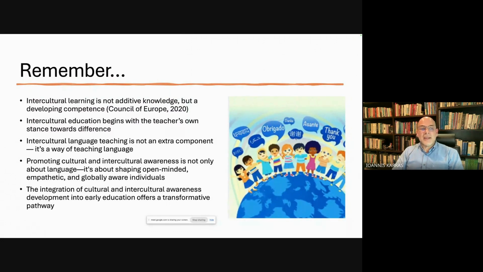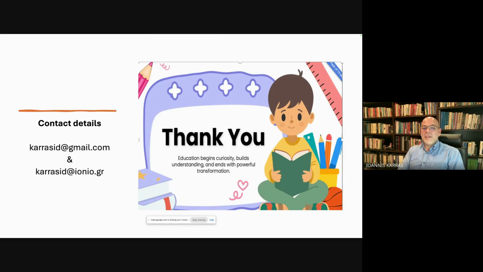Intercultural language teaching is not an extra component. It's a way of teaching language. Promoting cultural and intercultural awareness is not only about language, it's about shaping open-minded, empathetic, and globally aware individuals. And finally, the integration of cultural and intercultural awareness development into early education offers a transformative pathway. And I really stand by this. I think it's very important in helping our learners transform and become more open-minded, empathetic, and respectful individuals.